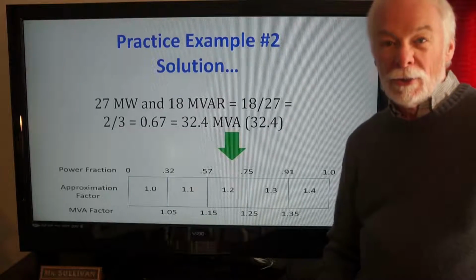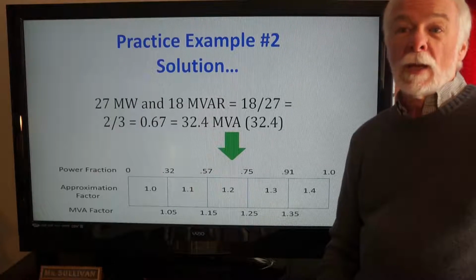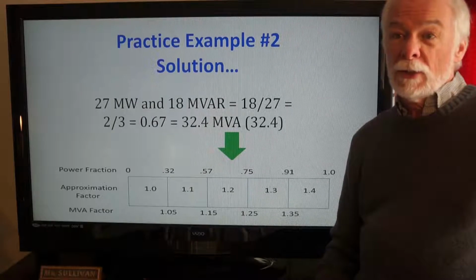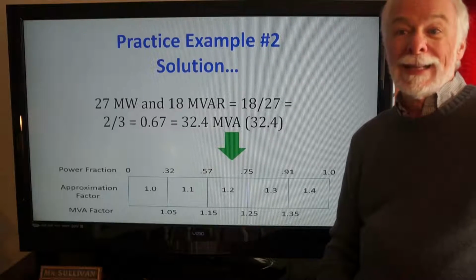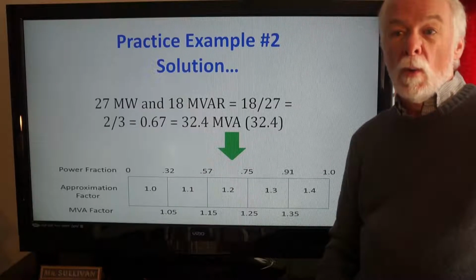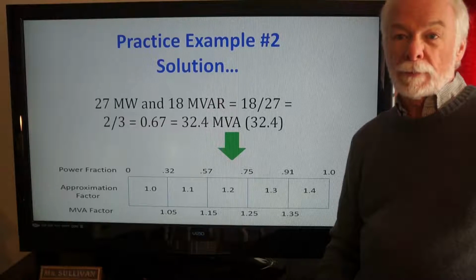Did you get 32.4 MVA? Congratulations if you did. Did you get 32 or 33 because you rounded up or down? Again, congratulations if you did. And once again, if you didn't, don't worry. We'll walk through this one together too, and I'm sure you'll get it this time.